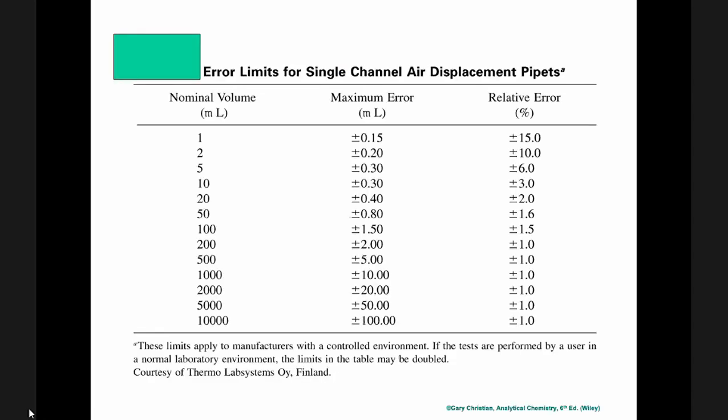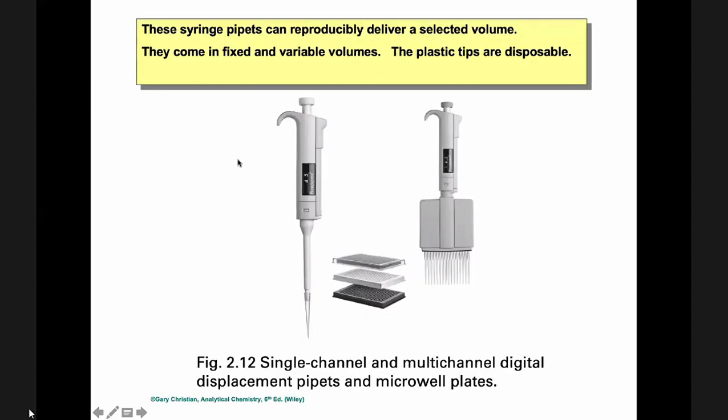So we also have error limits for single channel air displacement pipettes in the table. So we have here the different volumes, no? Different kinds of pipettes, no? So maybe 1 ml pipette, maybe also 2 ml. We refer to this one as single channel. Why? Because it has only one tip. This one is a multi-channel digital displacement pipette.